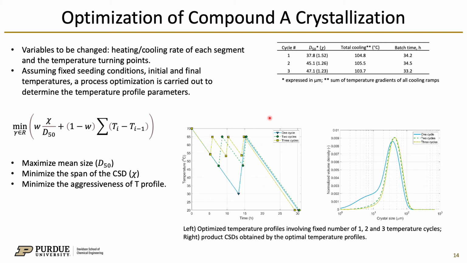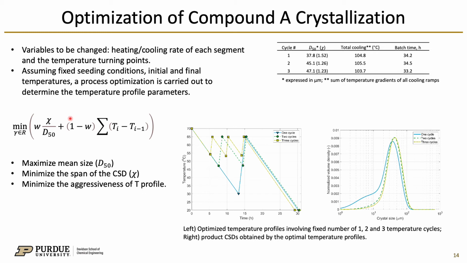The aim was to grow crystals as much as we can, which is integrated as the maximization of the D50 value in the objective function. The C term in the denominator is the span or the broadness of the crystal size distribution, which is calculated by subtracting the D10 value from the D90 value.